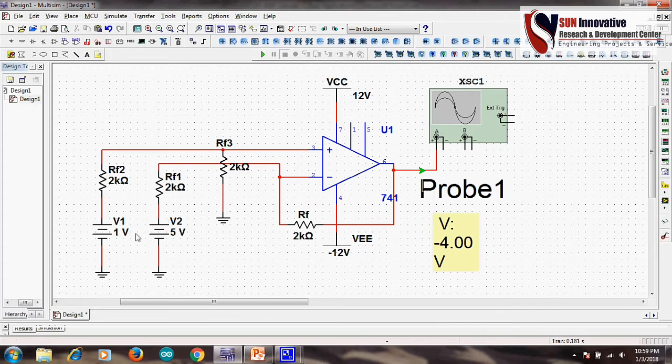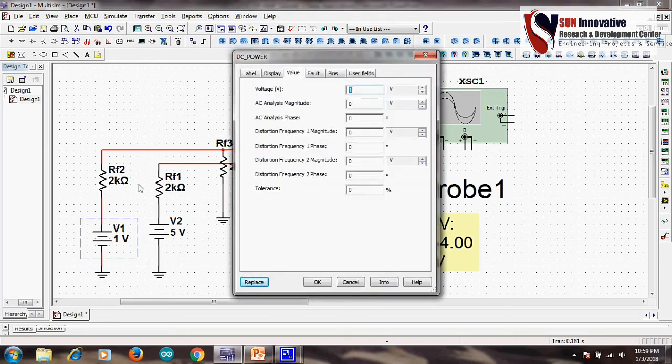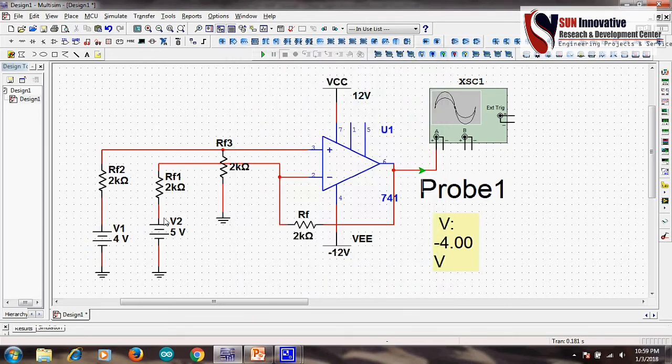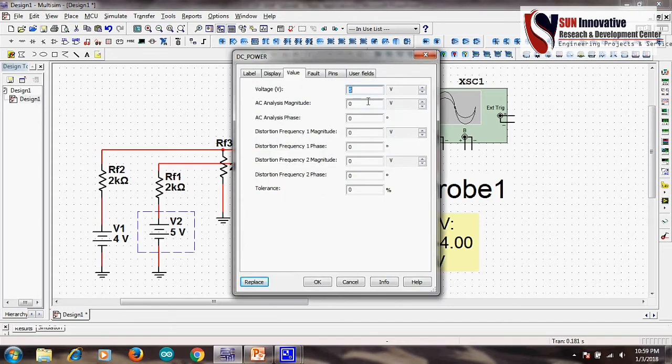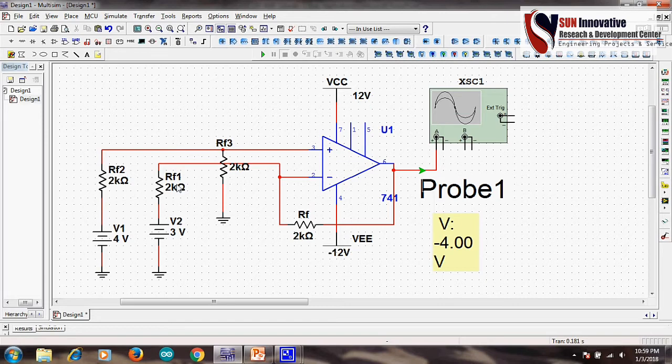Now suppose again changing the value, I am setting 4 voltage instead of 1 voltage, and I am taking 3 voltage here. Mathematically, 4 voltage minus 3 voltage will be equal to 1 voltage. So let's start the simulation. So the output voltage is 1 voltage.